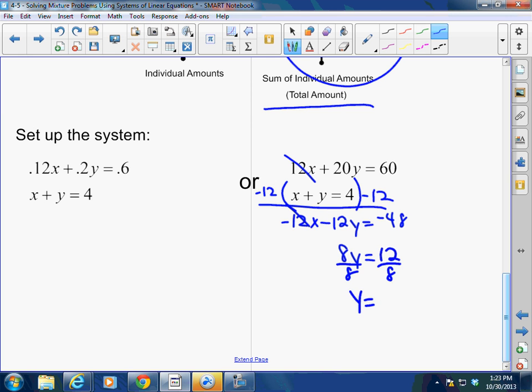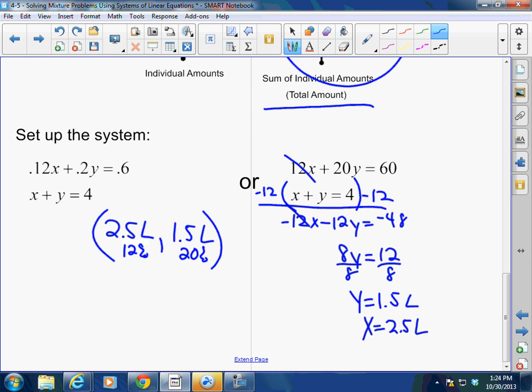So y is going to be 1.5, and we're talking about liters. And when I plug it back in, x would be 2.5 liters. So my solution, 2.5 liters of the, look at my label, of the 12%, and 1.5 liters of the 20%. Does that make sense? Yes, sir. I can put it in fraction. No, you can put it in fraction or decimal, but in this case, it's an easy decimal.